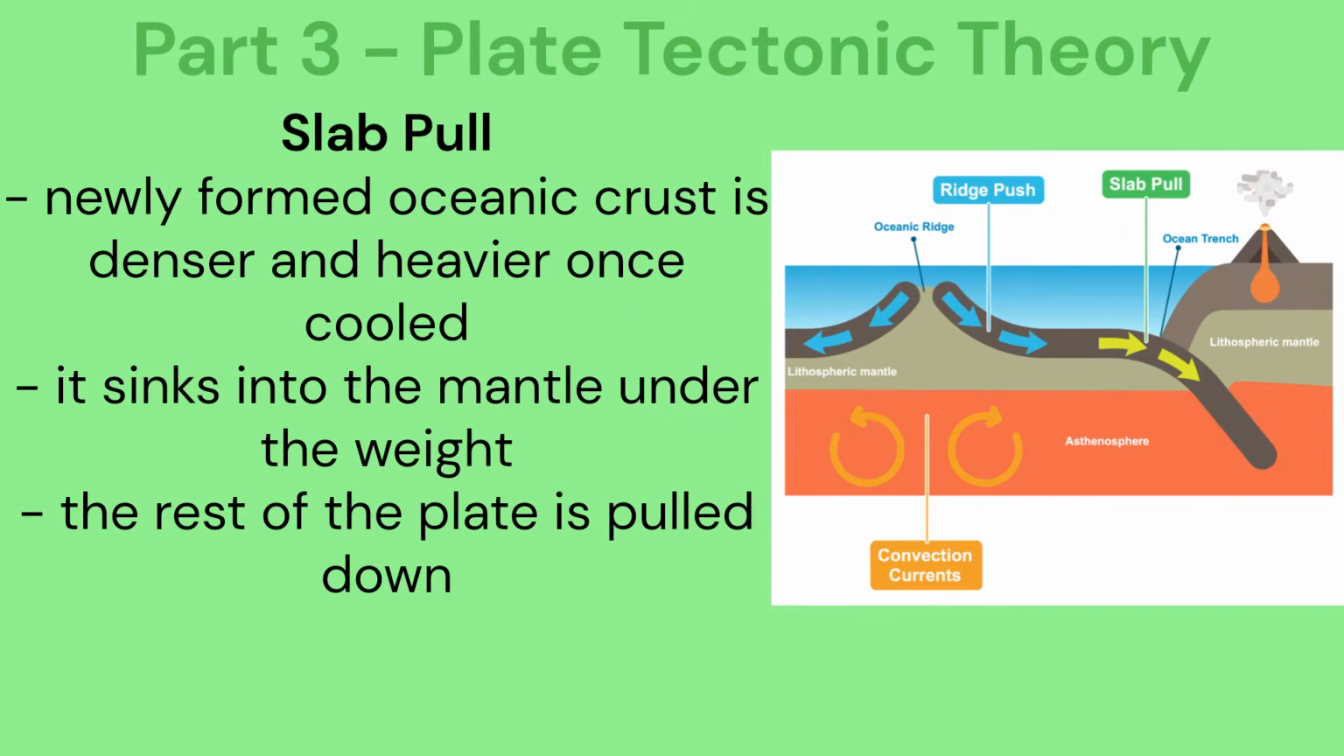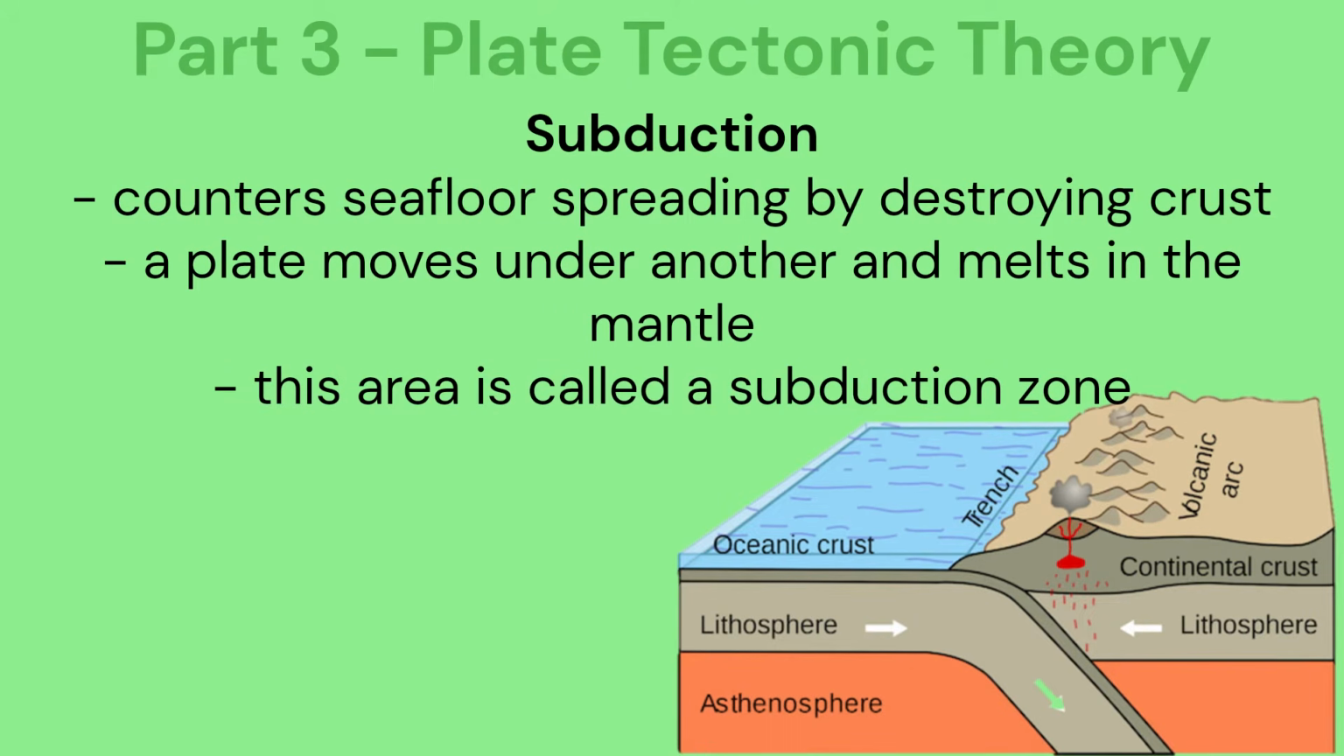Slab pull. Newly formed oceanic crust is denser and heavier once cooled. As a result, it sinks into the mantle under its own weight. Consequently, the rest of the plate is pulled down. Subduction. This process counters seafloor spreading by destroying crust. One plate moves under another and melts in the mantle. This area is called a subduction zone.